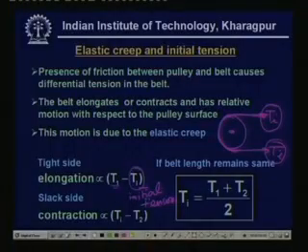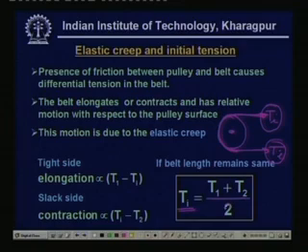Now, the elongation on the tight side, as I told you, is proportional to T1 minus Ti, and on the slack side the contraction will be proportional to Ti minus T2. So if the elongation equals the contraction, that means the belt length remains the same, we can see very easily that the initial tension is given by Ti equals T1 plus T2 divided by 2.